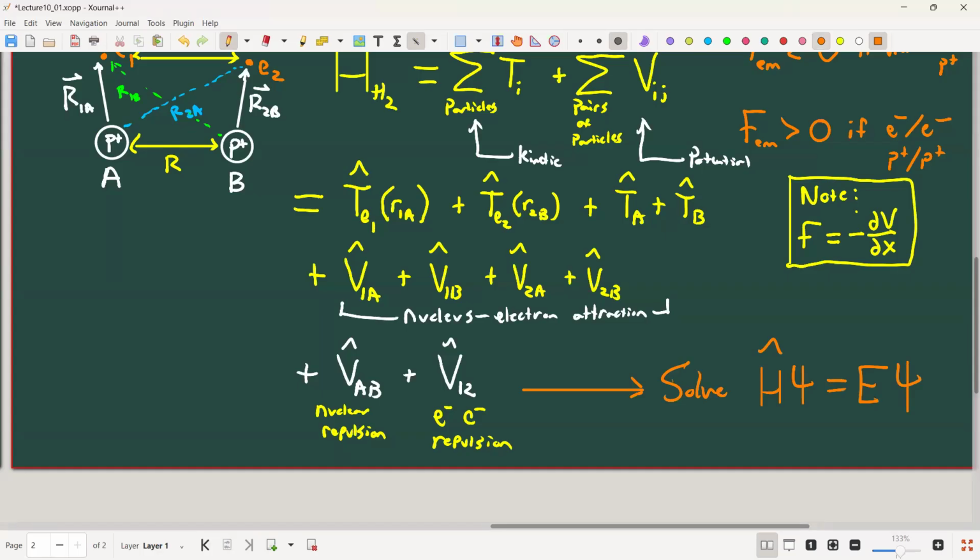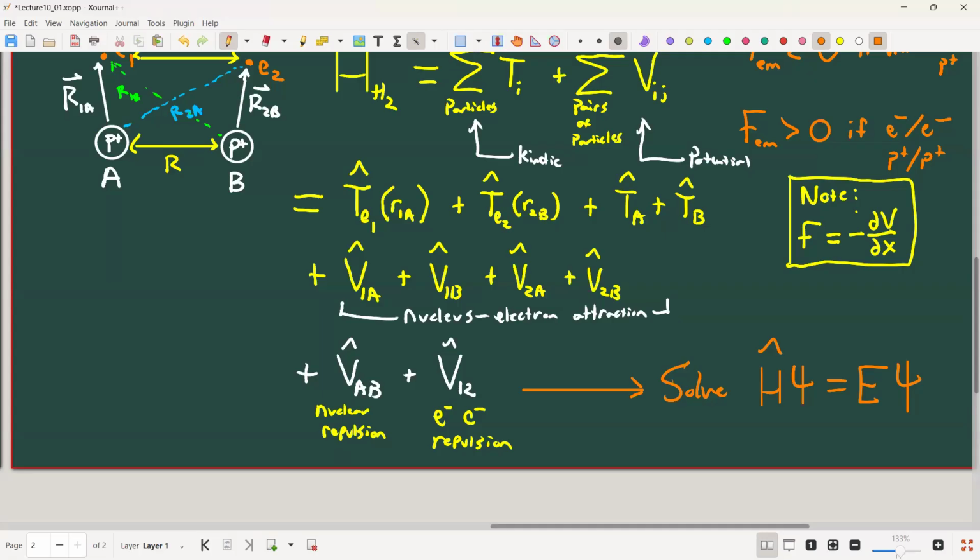It's already hard enough to do one operator. Now I've got 1, 2, 3, 4, 5, I've got 10 of them. And this is just for hydrogen, right? Now I go to uranium oxide, and I've got 100 electrons, and tons of nuclei, and they have lots of charges. A very, very complicated problem, right? So this is just the best case scenario.